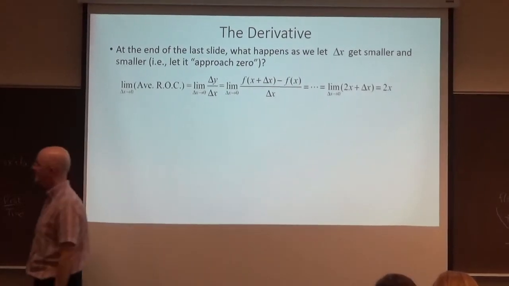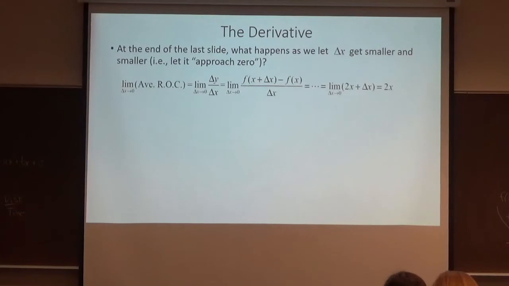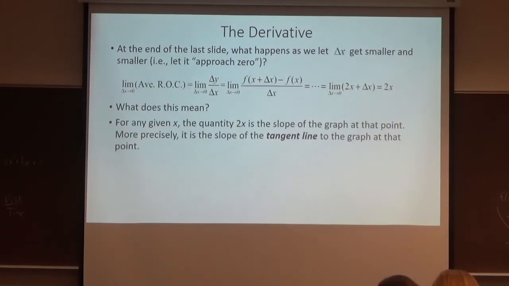Is 2x the slope of the tangent line? So it's 6 when x is 3. Oh, yeah, because it's 8 when x is 4, yes. Okay. What does this mean?